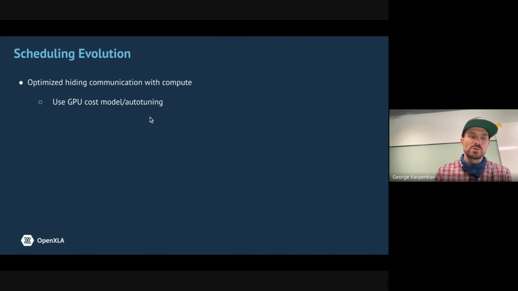And the goal is to use a cost model or an auto-tuning based approach, so users don't have to store a profile and load it separately in order to achieve great overlap.